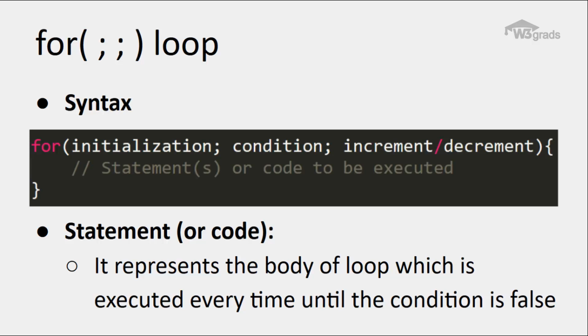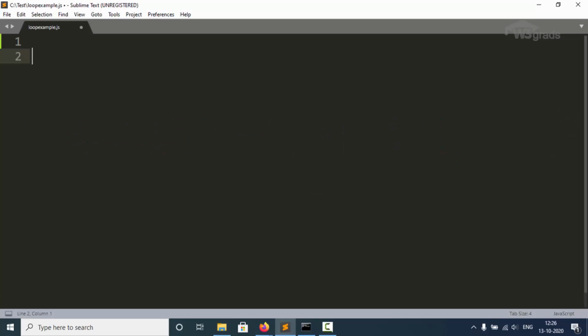Let us now understand the for loop with the help of an example. I have already opened a Sublime text editor where I have created a file named loopexample.js. Here, I will simply write for, parentheses, and inside them, I will declare a variable var i and set it equal to 1. Then, I will put a semicolon, and put a condition, i less than or equal to 10, followed by a semicolon. After this, I will write i++.